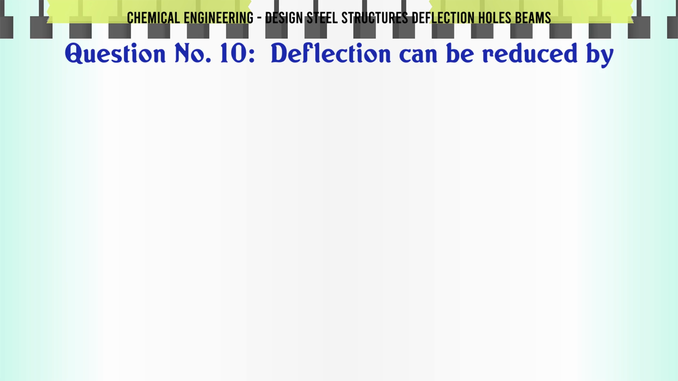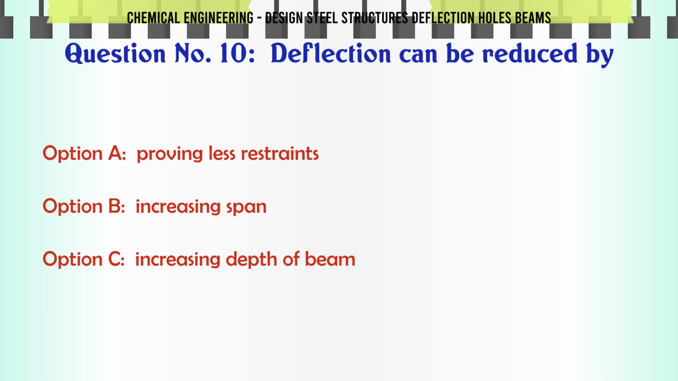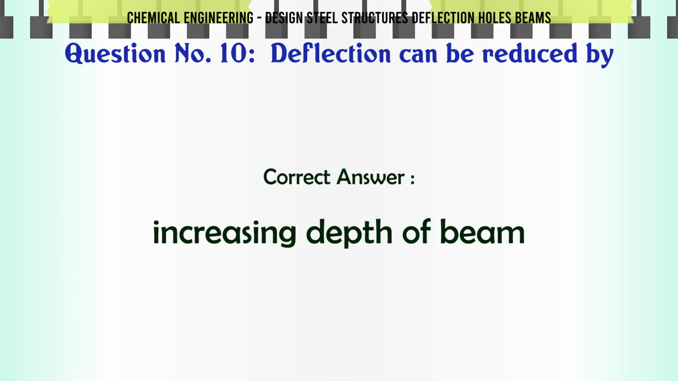Deflection can be reduced by A. Providing less restraints. B. Increasing span. C. Increasing depth of beam. D. Decreasing depth of beam. The correct answer is increasing depth of beam.